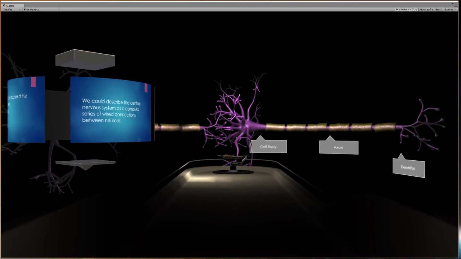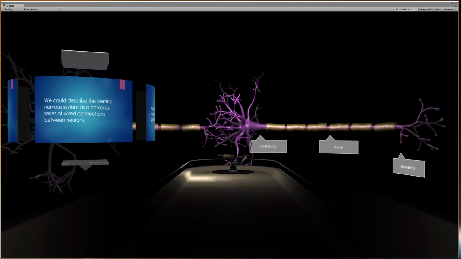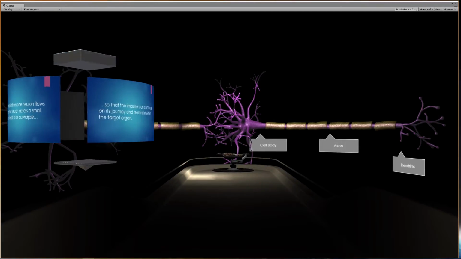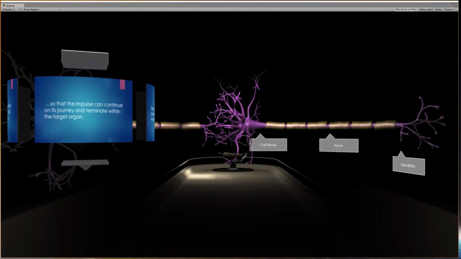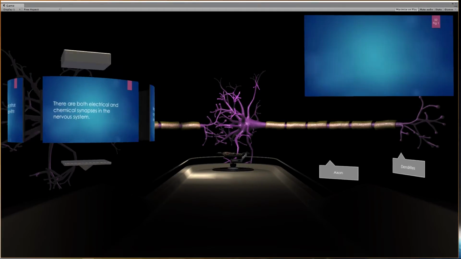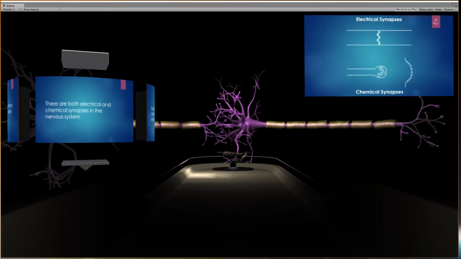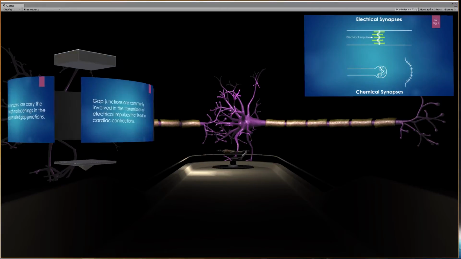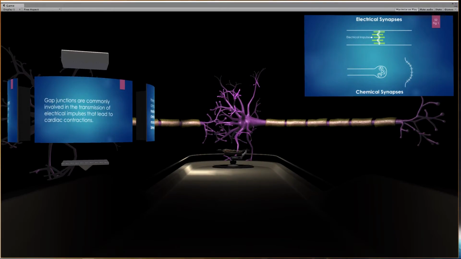We could describe the central nervous system as a complex series of wired connections between neurons. Information from one neuron flows to another neuron across a small gap referred to as a synapse, so that the impulse can continue on its journey and terminate within the target organ. There are both electrical and chemical synapses in the nervous system. In electrical synapses, ions carry the current through small openings in the cell membrane called gap junctions. Gap junctions are commonly involved in the transmission of electrical impulses that lead to cardiac contractions.